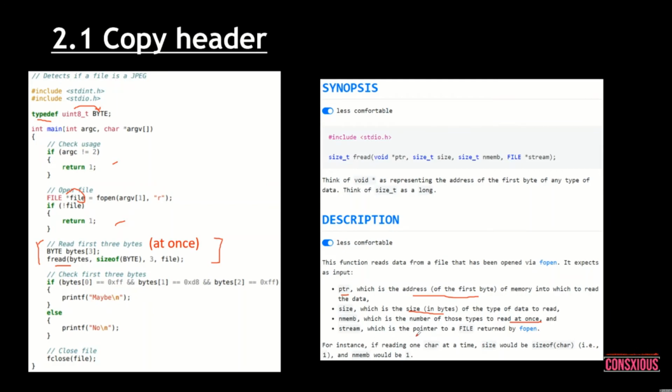Next is the stream, which is the pointer to the file returned by fopen. So this is the file here. For example, if reading one char at a time, the size will be the size of char. For our case it is a byte, one at a time, so this will be 1. Ours is going to be 3 because we're going to read 3 at once.